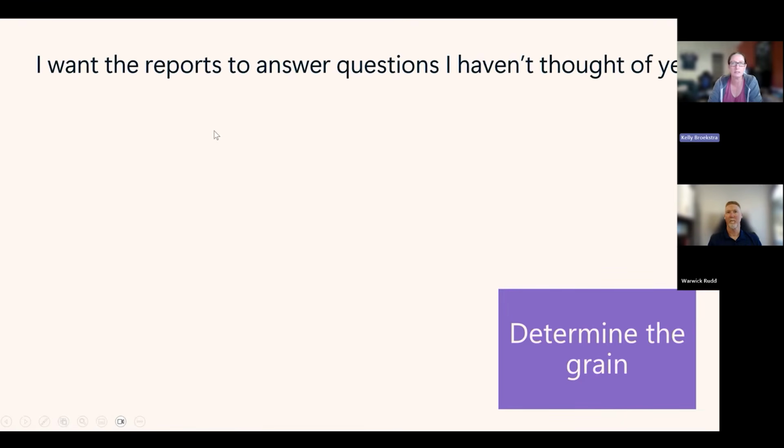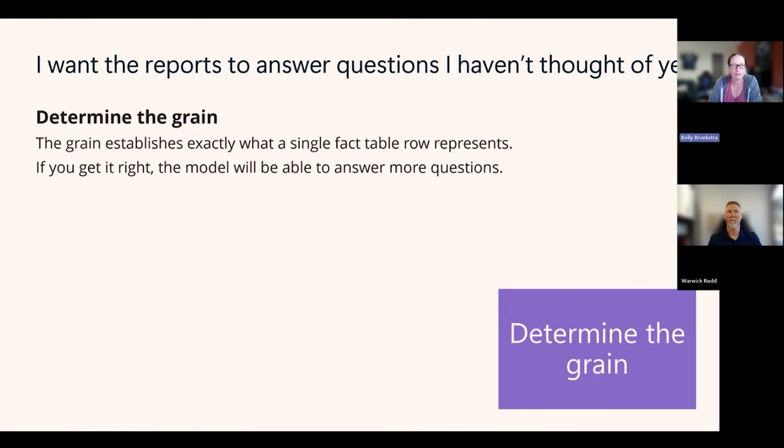Because we all know as soon as someone looks at a report, they get an answer to what they initially asked, they have another question, and then they'll have another question. So this is where determining the grain of the report or the data model is incredibly important. Now, for those that don't know, the grain is the lowest level of detail that we can go down to.